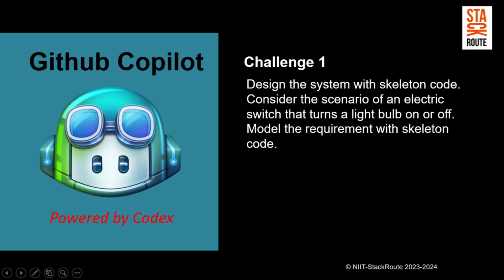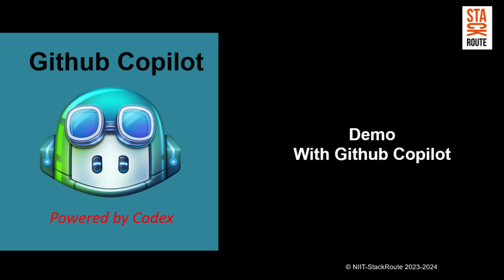Okay, so now let's go one step ahead. Here we'll try to solve a challenge which says to design the system with the skeleton code where we have a scenario of an electric switch that turns a light bulb on or off, and we have to model this requirement with the skeleton code. So we'll see the demo with GitHub Copilot.